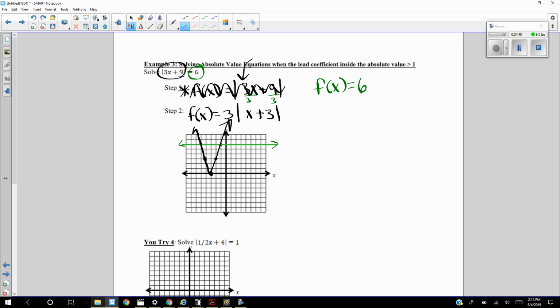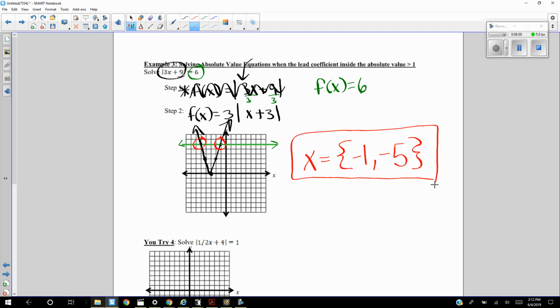We've actually got those points plotted. So our solutions are here and here. We just need to figure out what the x coordinates are at those intersection points. So that's -1 and -5. I'm not going to go through the work of checking it. That's a habit you want to get into, especially on quizzes and tests. Go ahead and try that last one, the U-Try 4. We'll go over it here in about 5 seconds.